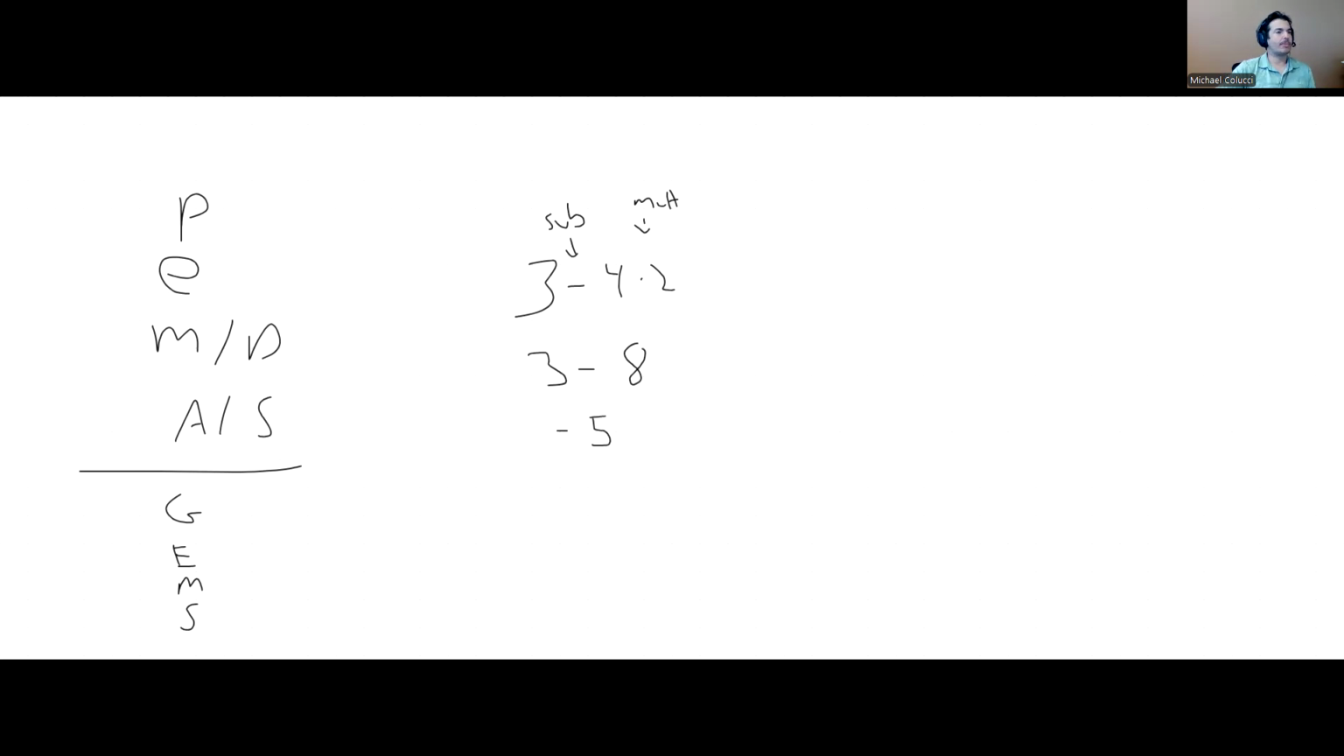I'm going to show you a couple more. Here's one with a parentheses, okay? In this case, we may be tempted to say 3 times 4 is 12, minus 2 is 10. We would be wrong. We have to do the group first. 4 minus 2 is 2. 3 times 2 is 6. And that's how it works.